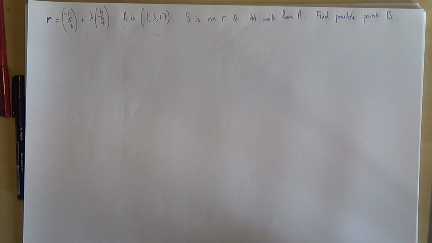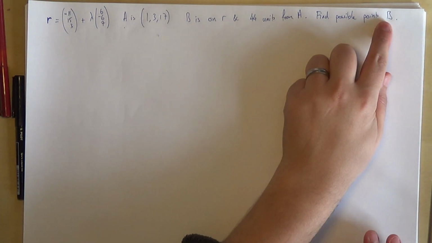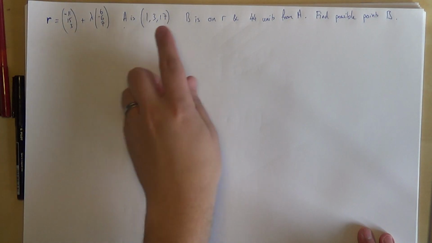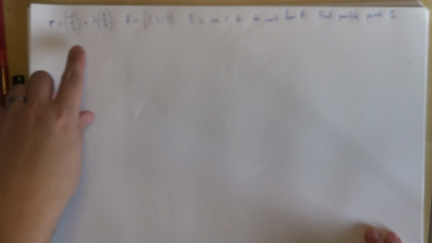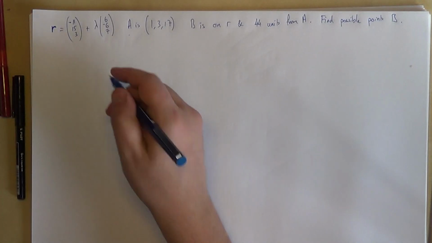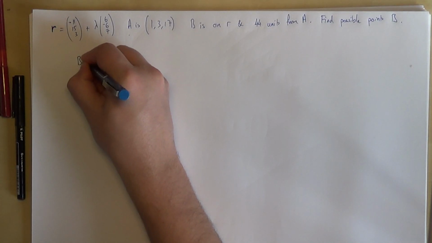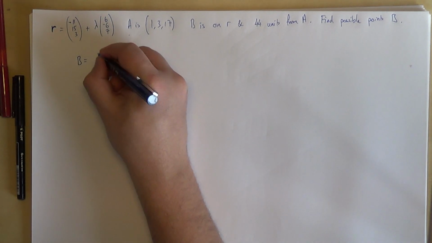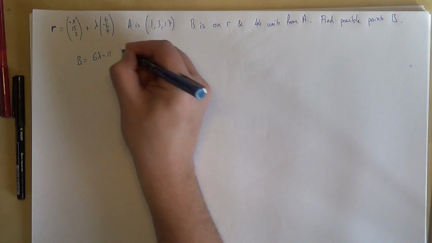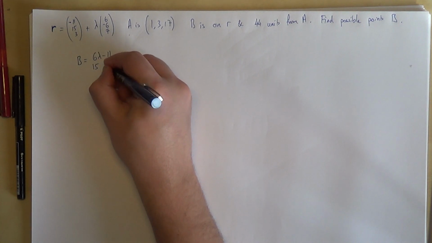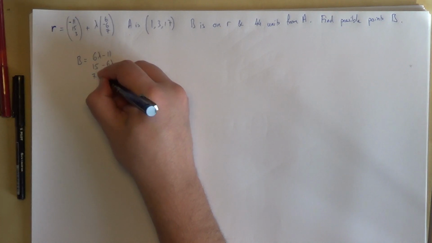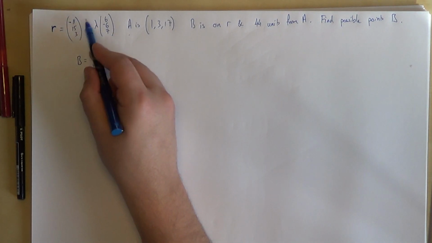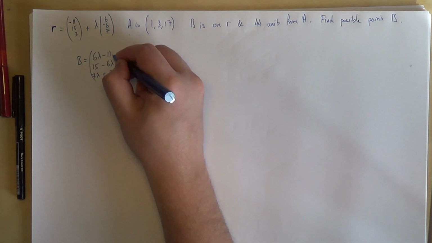Okay, here's a particular applied use of a vector equation of a line to find a particular point B that lies on this line and is 44 units from this point. Because we know B is on this line, we can write B's position as a position vector. And that is going to be 6 lambda take 11, 15 take 6 lambda, and 7 lambda plus 3. So that's just expanding this out into 3 components, as it were.